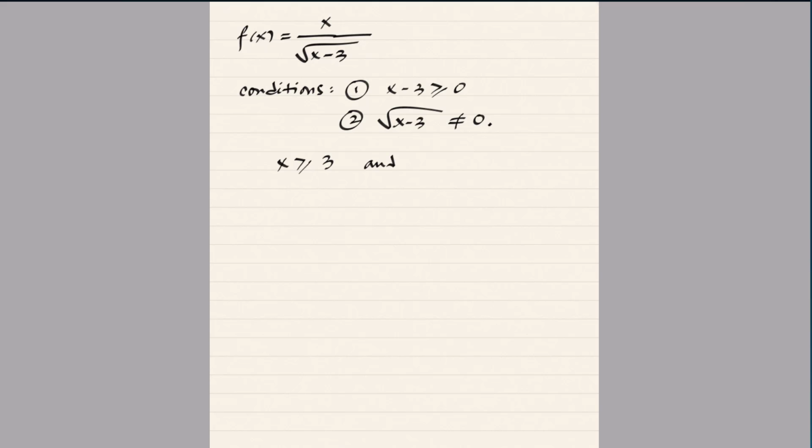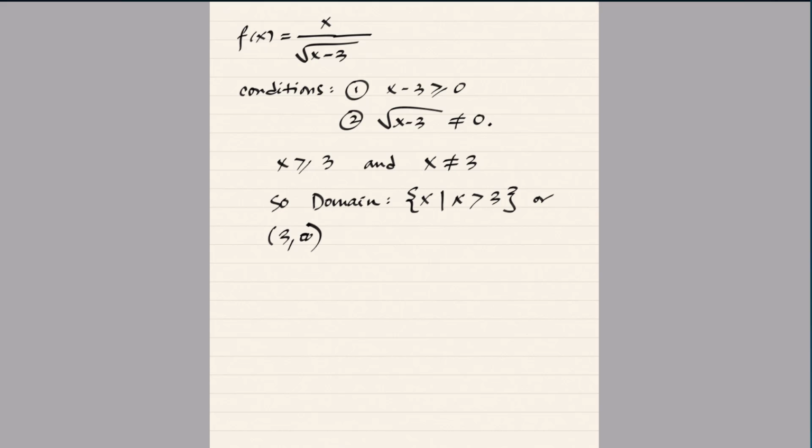And for having the radical being non-zero, that's pretty good too, because really all you have to do is notice that the radical is going to be 0 when the radicand is 0. In other words, when x is equal to 3. So we have two conditions here, x greater than or equal to 3 and x not equal to 3. And if we intersect those two conditions, we get x greater than 3. And so that happens to be the domain of this function.